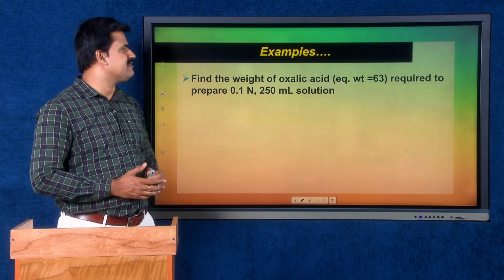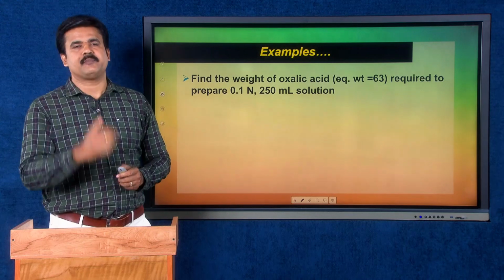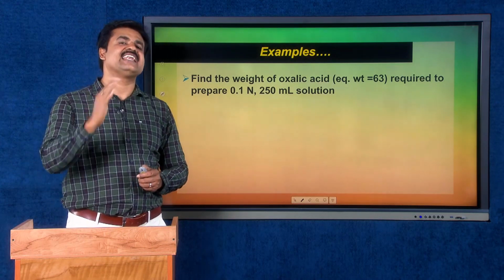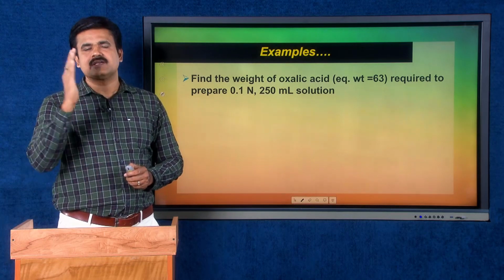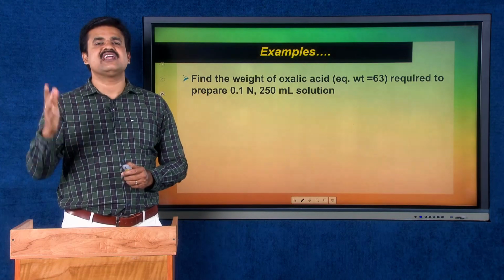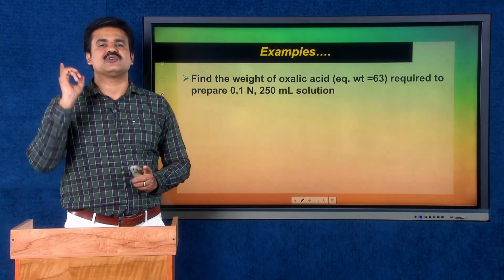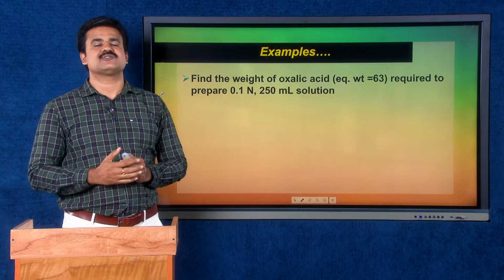Equivalent weight is given as 63. Required to prepare 0.1 normal, 250 ml solution. This is again a direct problem. The weight required is equal to VEN divided by 1000. In the present problem, volume V is equal to 250 ml, equivalent weight E is equal to 63, and the normality of the solution is equal to 0.1.